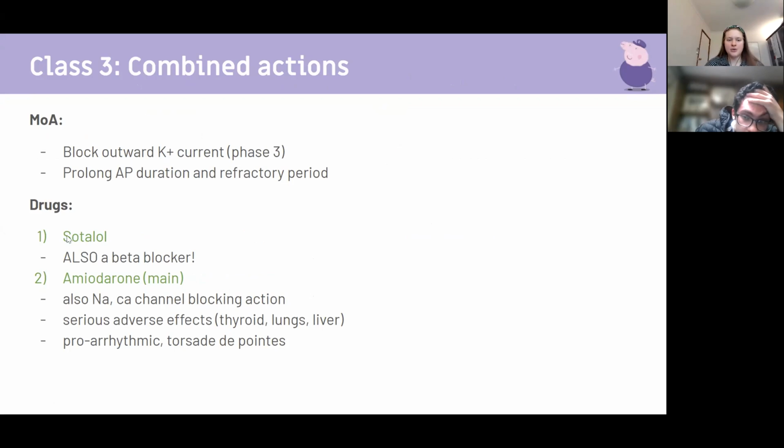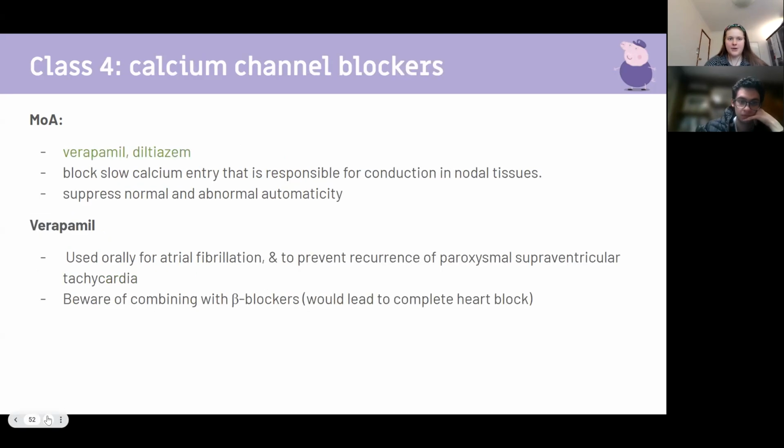An example of a class 3 drug is sotalol, but that's actually also a beta blocker. So it blocks potassium and it's a beta blocker. So it has a larger effect if you're looking for something specific, which is generally what you want. You want to be as specific as possible. It's not the best one to use. The main one they would use is amiodarone, which is also a sodium channel blocker. So it blocks sodium and calcium and potassium. It has a lot of effects, which means it also has some serious problems in the thyroid, lungs, and liver. So that's class 3.